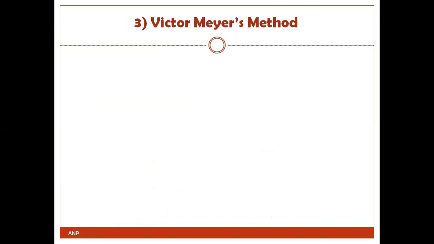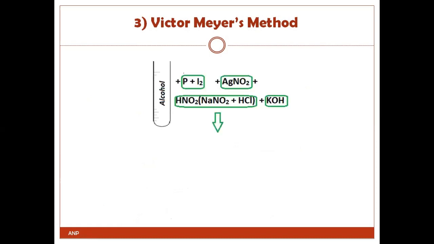Next test, Victor Meyer's method. In Victor Meyer's method, alcohol is first treated with phosphorus and iodine to get iodoalkanes, which are then treated with AgNO2, silver nitrite, to get nitroalkane. The nitroalkane thus obtained is treated with nitrous acid.